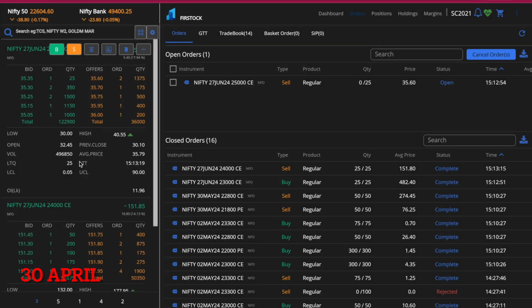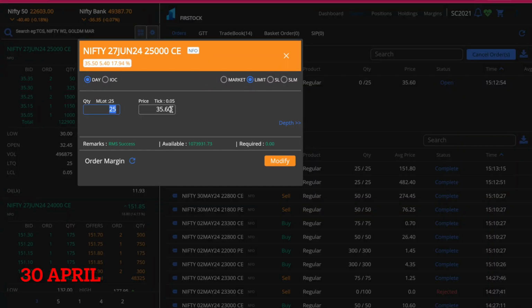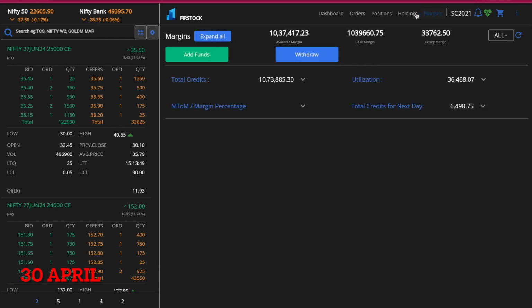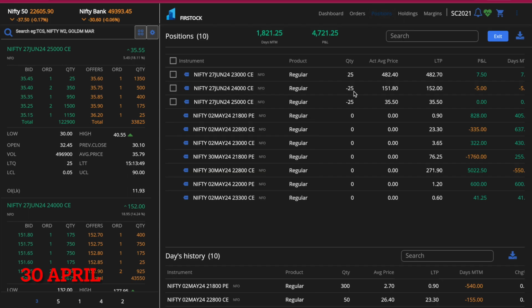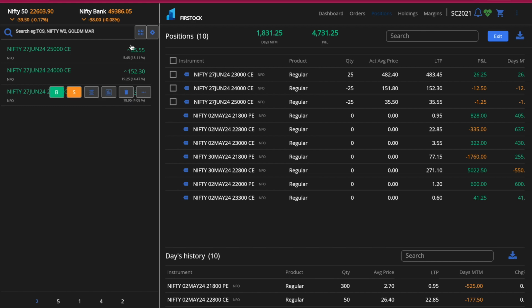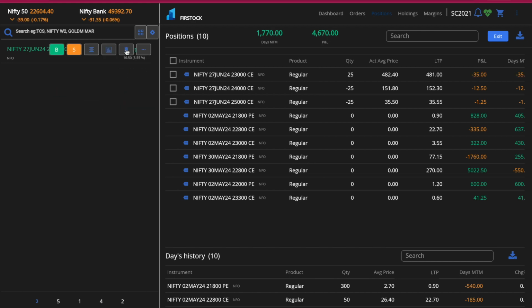Here's a 25,000 CE sell at 35.5, and let's see. Okay, this is executed. Now let's come to margins. Margins are plenty. So this is our reference trade where we have bought the 23,000 and sold the 24,000 and 25,000 CE. So these are our three basic reference trades.